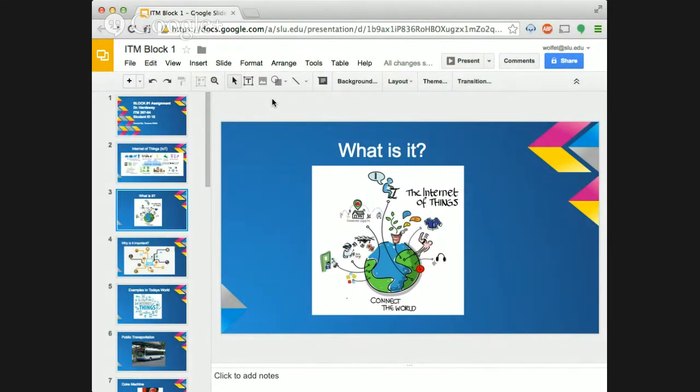The Internet of Things is a computing concept that describes a future where everyday physical objects will be connected to the Internet and are able to identify themselves to other devices.